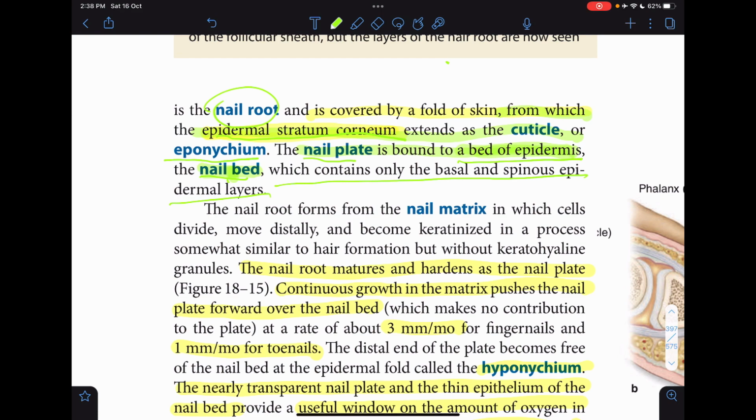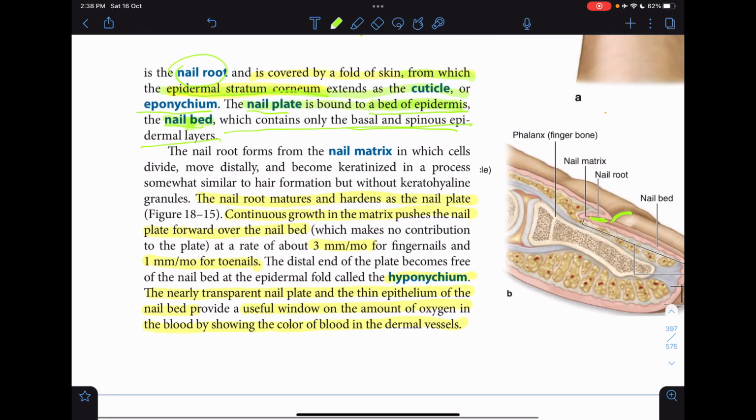The nail bed only contains basal and spinous epidermal layers. Okay. The nail root forms the nail matrix. So the nail matrix is formed from the nail root. And in the nail matrix we have division of cells. So we have mitotic activity here, just like in the hair matrix. In the nail matrix it's the same thing. Both of them have mitotic activity.